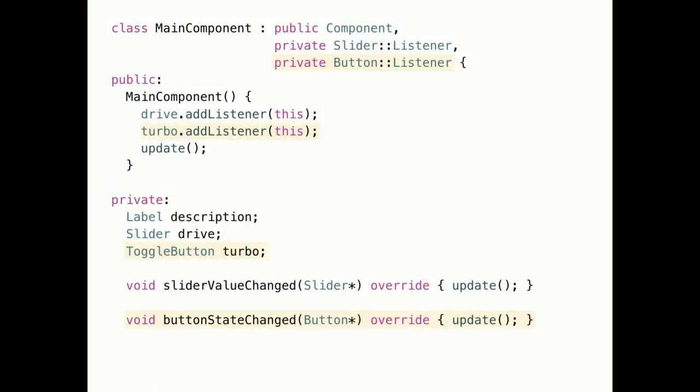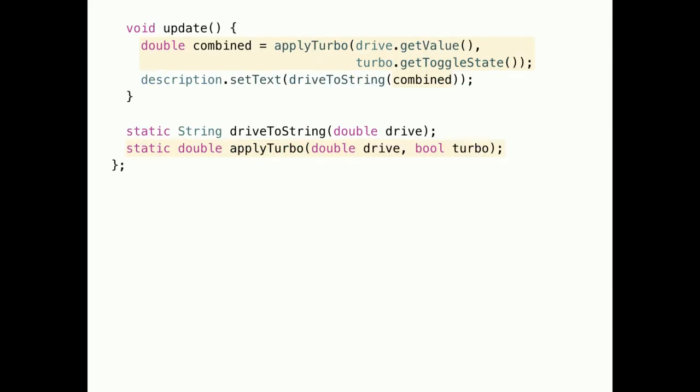So if we add the button, we have similar patterns as before. We inherit from button listener and add ourselves as a listener. Of course, we have the member variable here, and then we override button state changed and call update from there too. Okay? So in the update member function, we now get the drive value, get the toggle state of the button, and we have a new function here, apply turbo, which I didn't implement, but you can imagine how it works. You pass in the drive and the turbo, and it will return a drive that is higher if the turbo is true. So, and then the rest is the same.